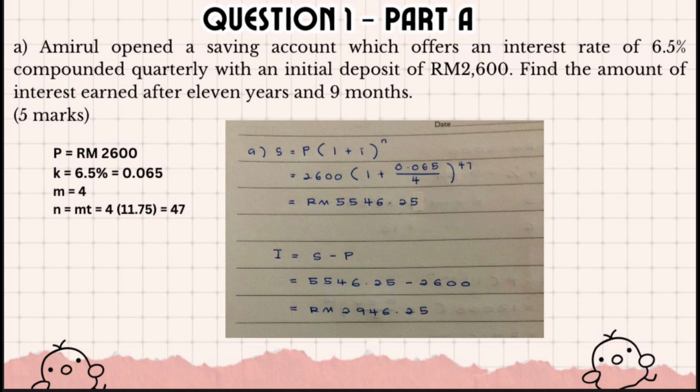So we have to come out the important things. P equal to principal, K is interest rate, compounded quarterly equal to M. So you have to fill in the answer and you will get the right answer.